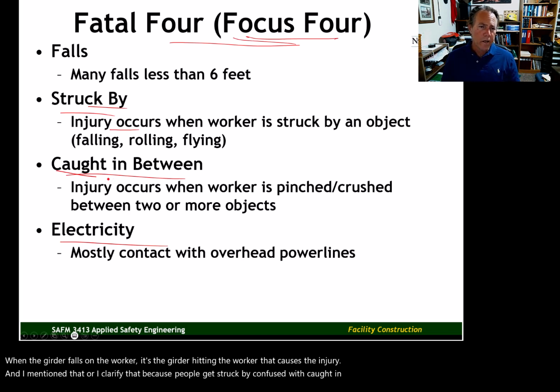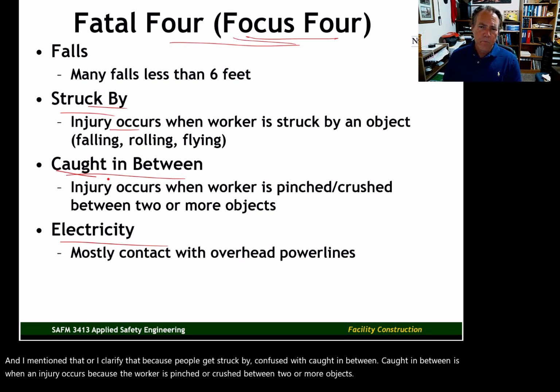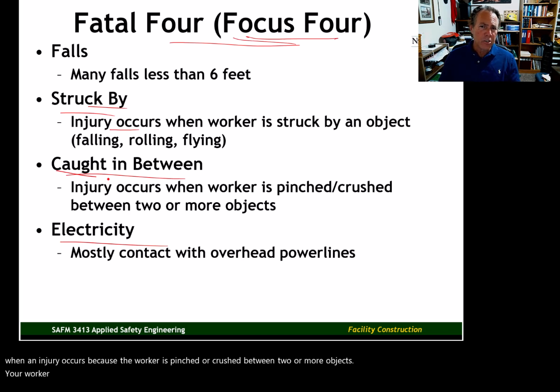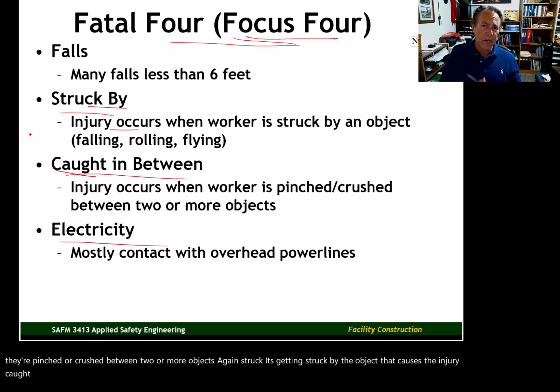Caught in between is when an injury occurs because the worker is pinched or crushed between 2 or more objects. The worker may not be injured by the object touching them or hitting them, but the injury or the fatality occurs because they're pinched or crushed between 2 or more objects. Again, struck by, it's getting struck by the object that causes the injury. Caught in between, it's getting pinched between objects that causes the injury.